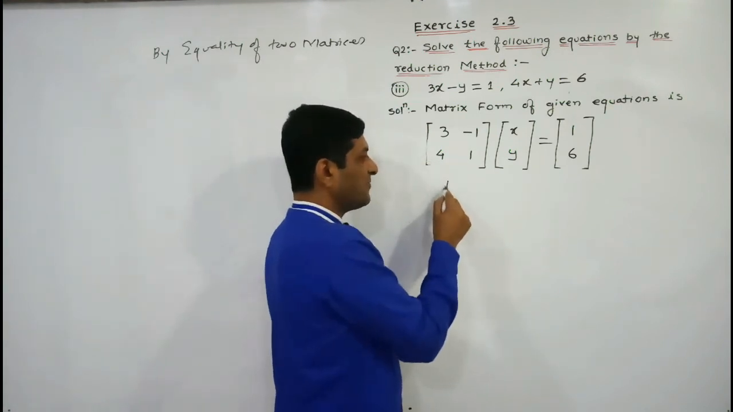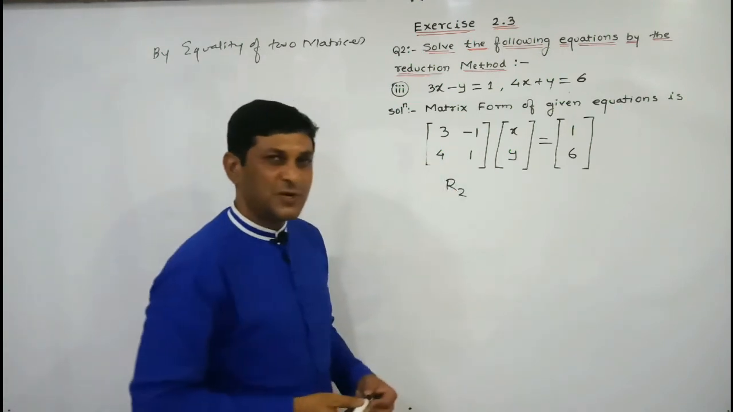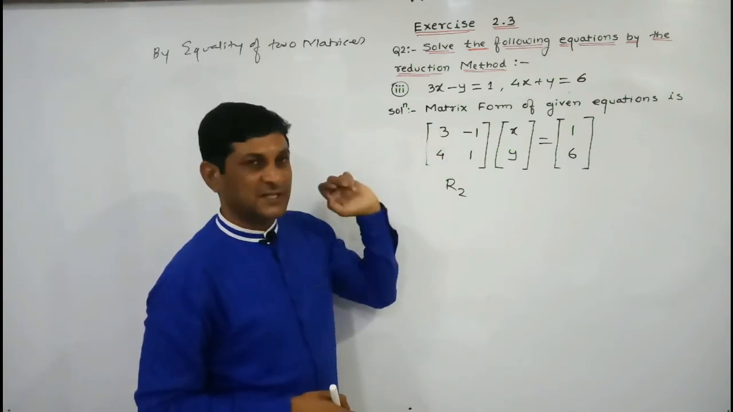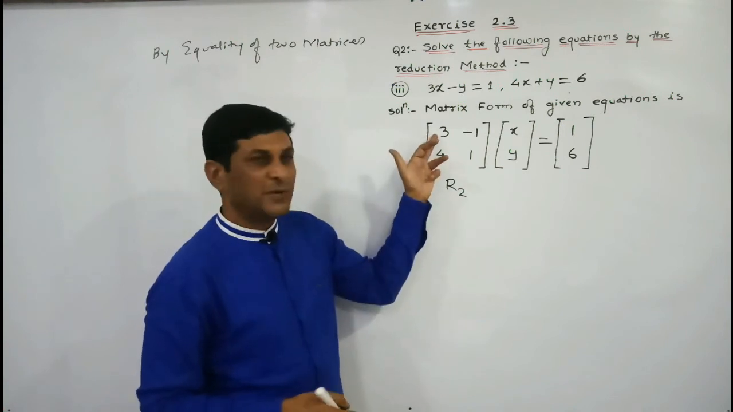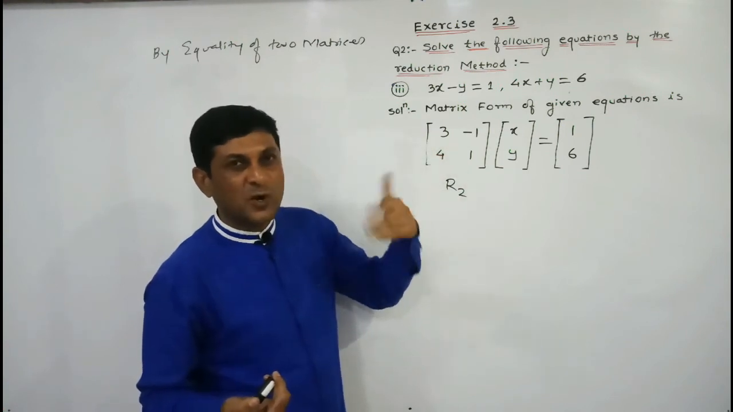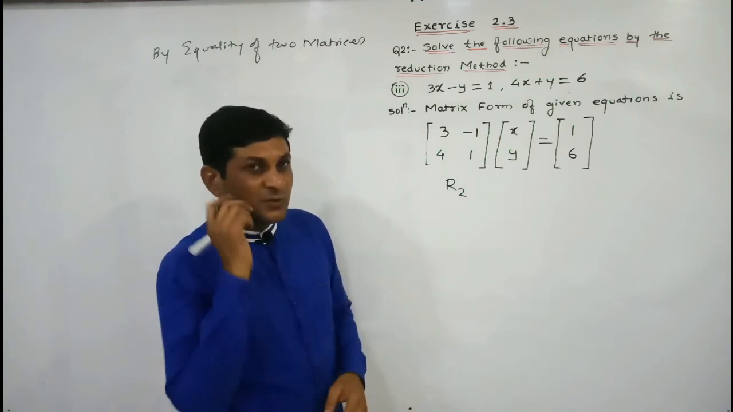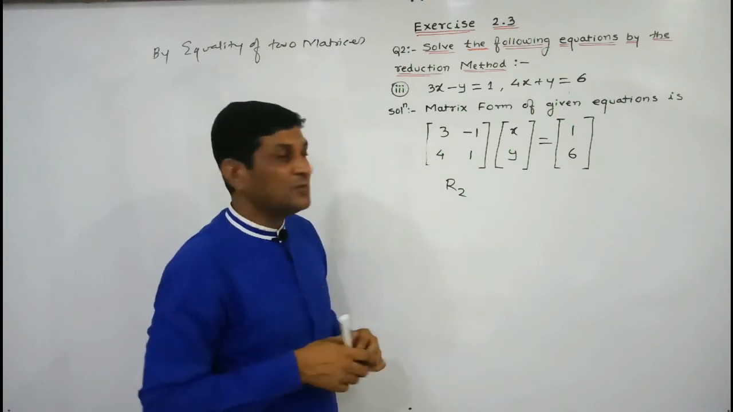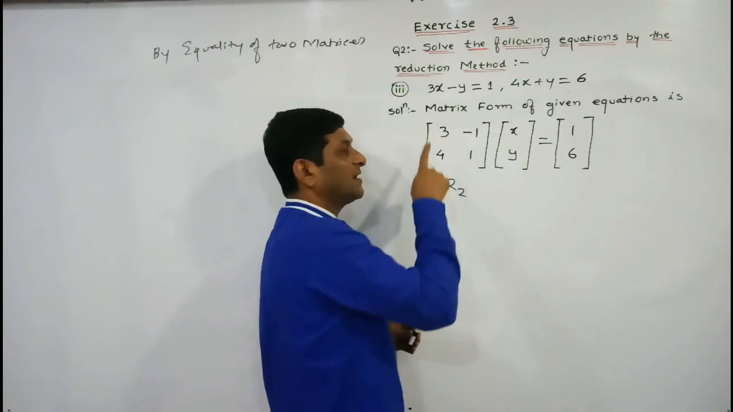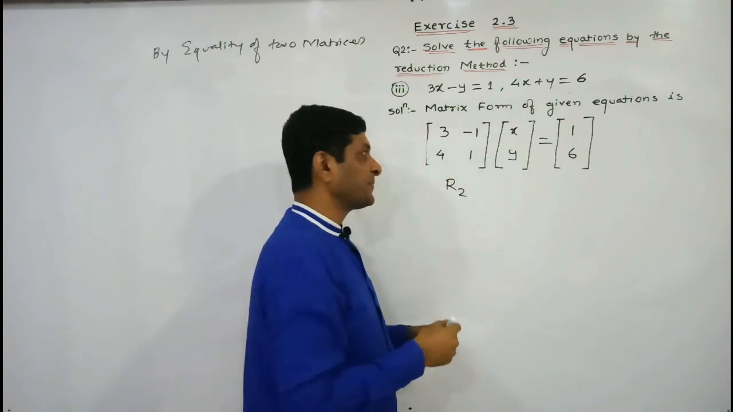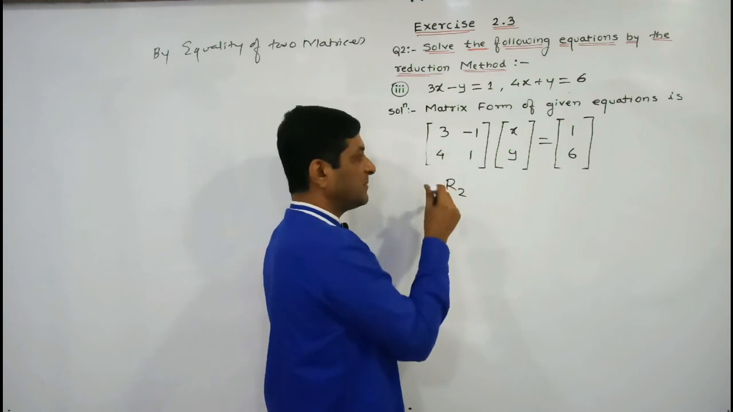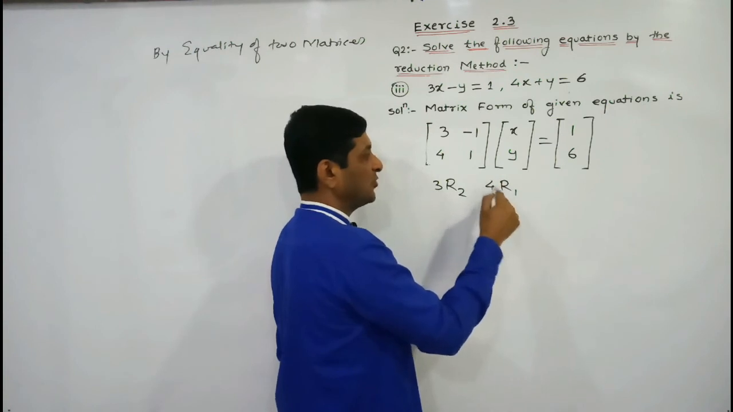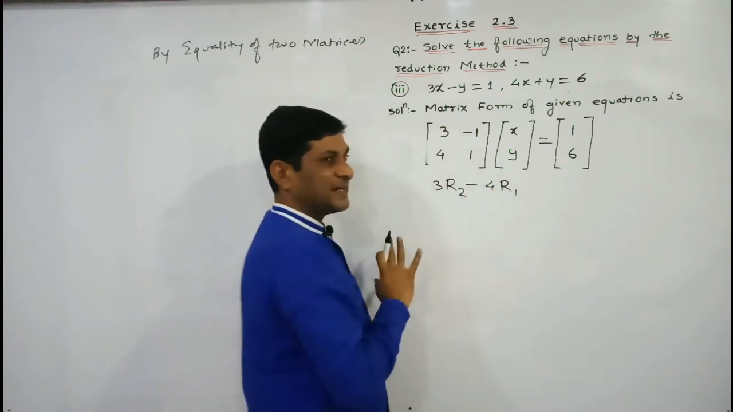4 is the element of R2, so our operation is on R2, and we have to use the corresponding element of R1, which is 3. If we multiply 3 by any number, we are not able to get 4. So a better way is to find the LCM of 3 and 4, which is 12. We will try to get 12 in both places, and 12 minus 12 will become 0. To get 12 here, we multiply R2 by 3, because 3 fours are 12. And to get 12 here, we multiply R1 by 4, because 4 threes are 12, and later we take the subtraction.